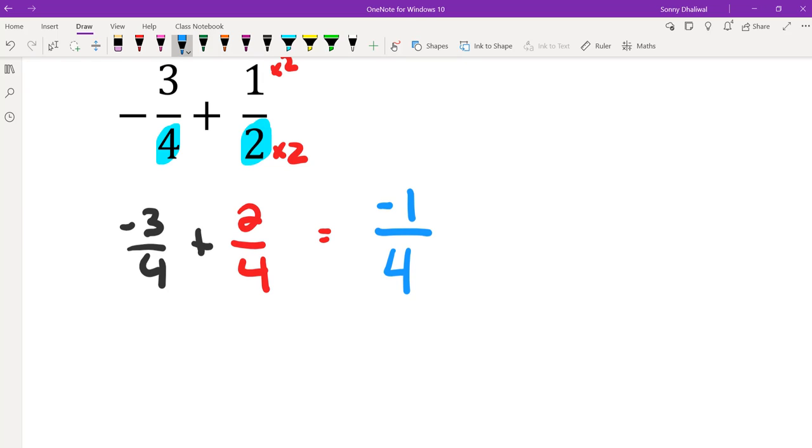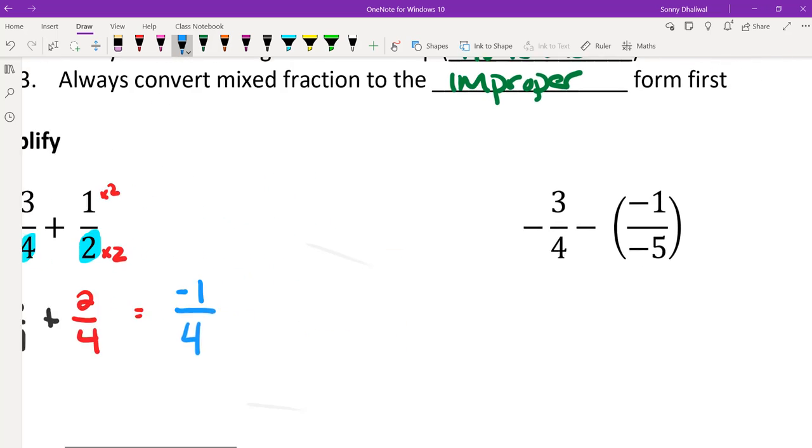That's not hard. All right, so negative 3 on the number line. We're adding 2. 1, 2. Where do we end up? At negative 1. All right. Not too bad? Okay.